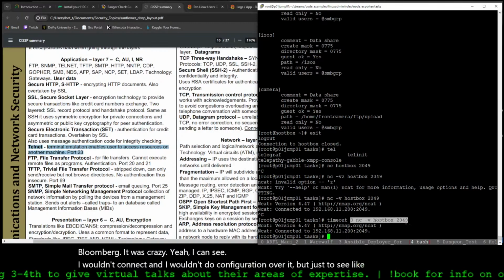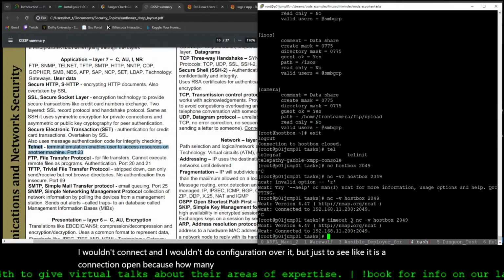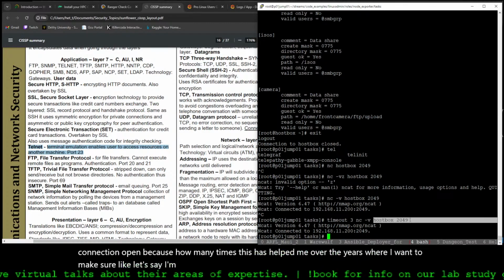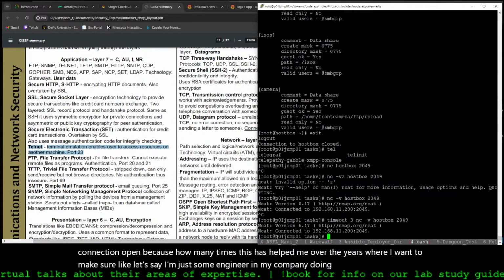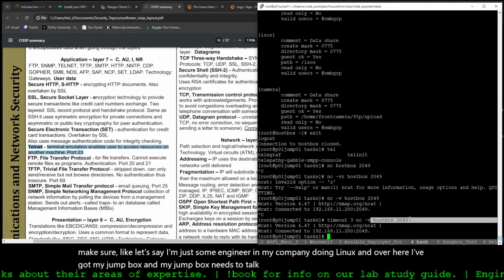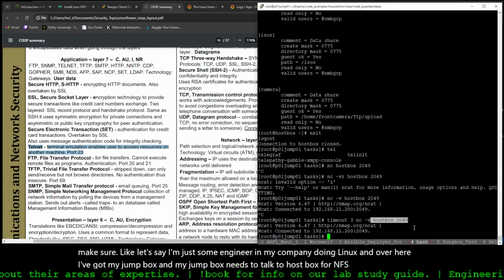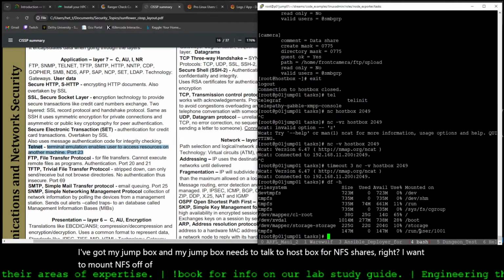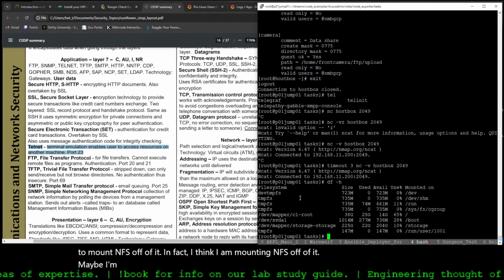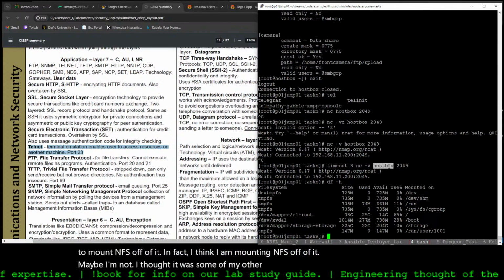a connection open, because you know how many times this has helped me over the years where I want to make sure, like let's say I'm just some engineer in my company doing Linux, and over here I've got my jump box, and my jump box needs to talk to Hostbox for NFS shares, right? I want to mount NFS off of it. In fact, I think I am mounting NFS off of it. Oh, maybe I'm not. I thought I was. Some of my other boxes mount NFS off of Hostbox, that's for sure.